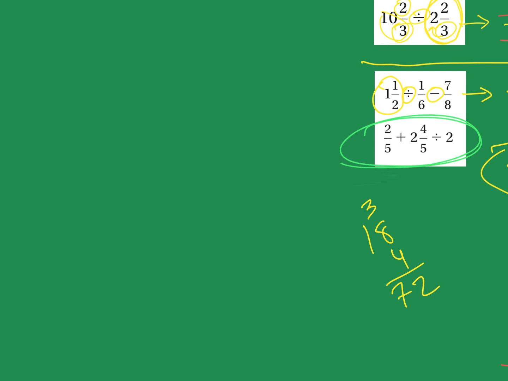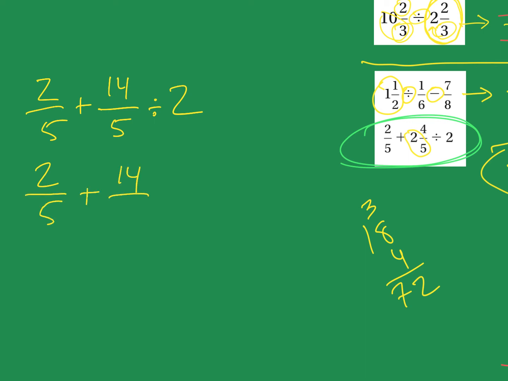So we have 2 over 5 plus, I'm just going to throw this into an improper fraction real quick. 2 times 5 is 10, plus 4 is 14. Keep the denominator the same. And we have divided by 2. Okay, let's move this down. Let's go 2 over 5 plus 14 over 5, and then let's change this to multiplication. 2 over 1, so we flip that to 1 over 2.